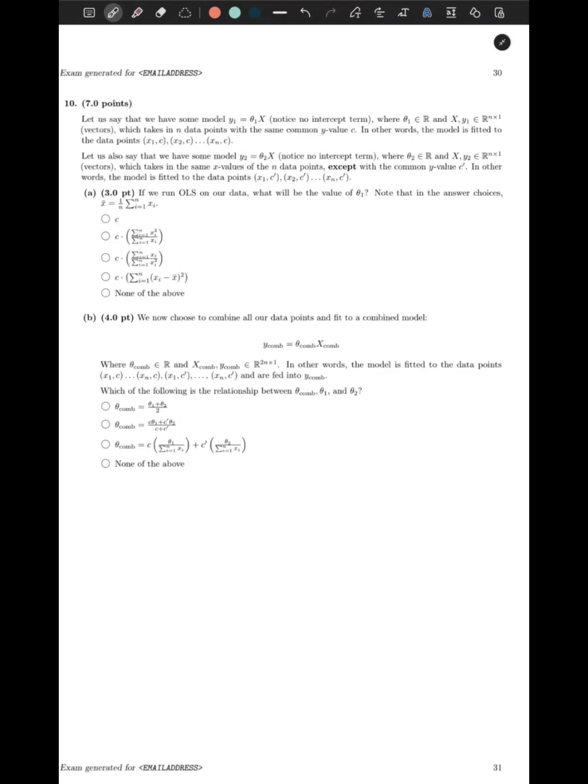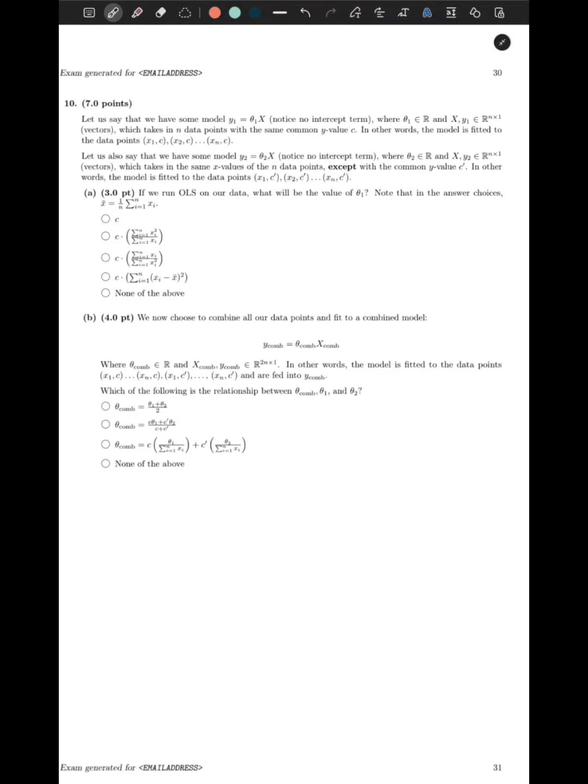Let us say that we have some model y1 equal to theta 1 times x, and notice that there's no intercept term, where theta 1 is a real number, and we have x and yi, which are vectors, which takes in n data points with the same common y value c. In other words, the model is fitted to the data points x1 c, x2 c, and so on to xn c.